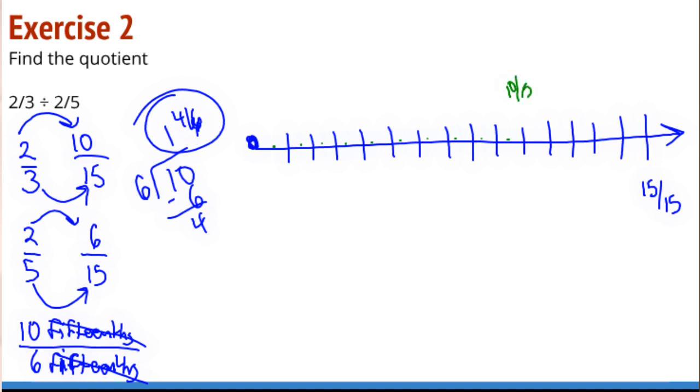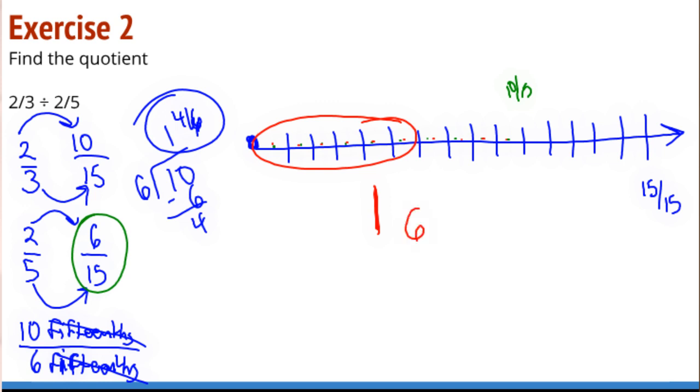And I am supposed to make groups of 6/15. How many groups of 6 can I make? All right. 1, 2, 3, 4, 5, 6. Yay, a group of 6. And I've got 1, 2, 3, 4 pieces left. So I have one whole group of 6. So 6 is the size of my groups. And I have 4 left. So I have 1 4/6.